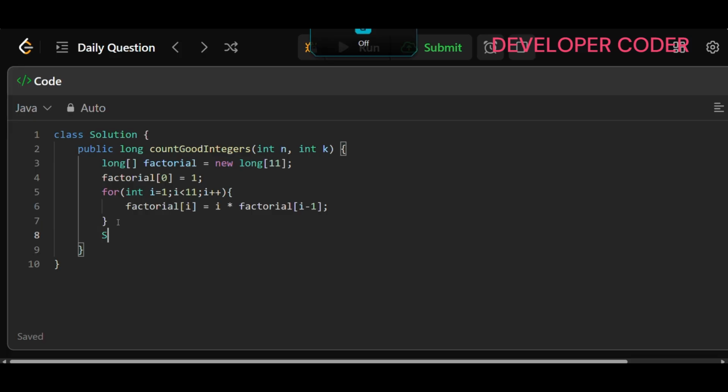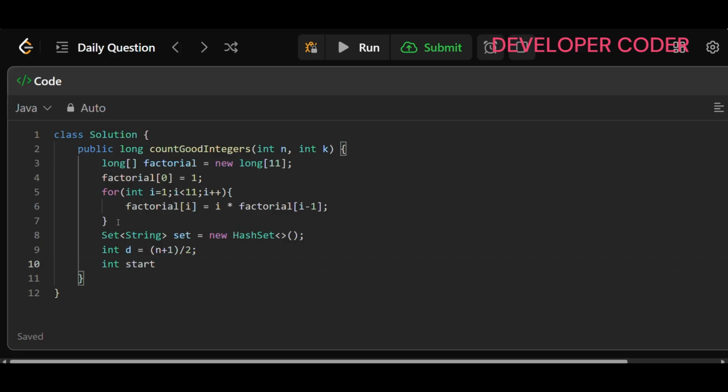After that create one set. Set of string, and let's name it set only, new HashSet. And then for the left part, how you calculate it: n plus 1 divided by 2, that's it. I already told you why we are doing n plus 1 divided by 2. So this is done.